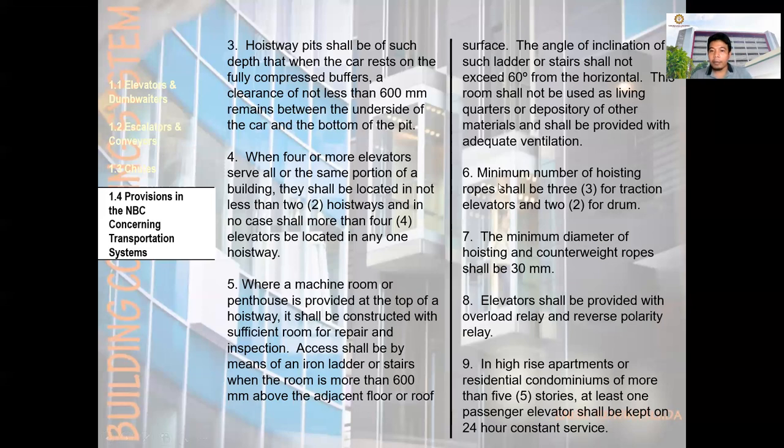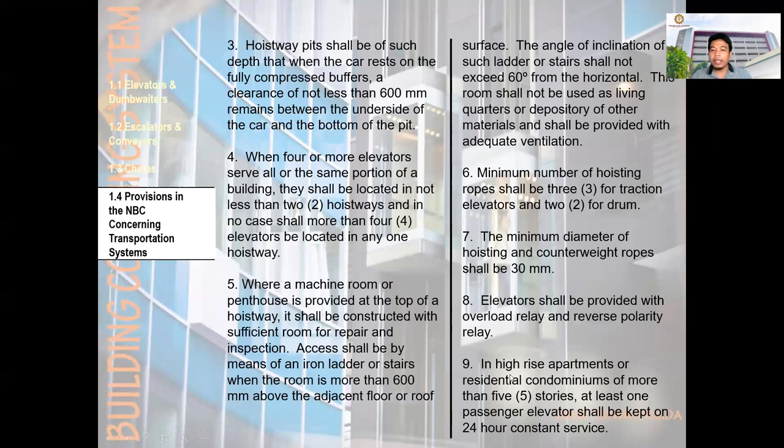And then number six, the minimum number of hoisting ropes shall be three for traction elevator and two for drum elevator. Okay. And then number seven, the minimum diameter of hoisting and counterweight rope shall be 30 millimeters. Number eight, elevators shall be provided with overload relay and reverse polarity relay. So this is for electrical engineers.